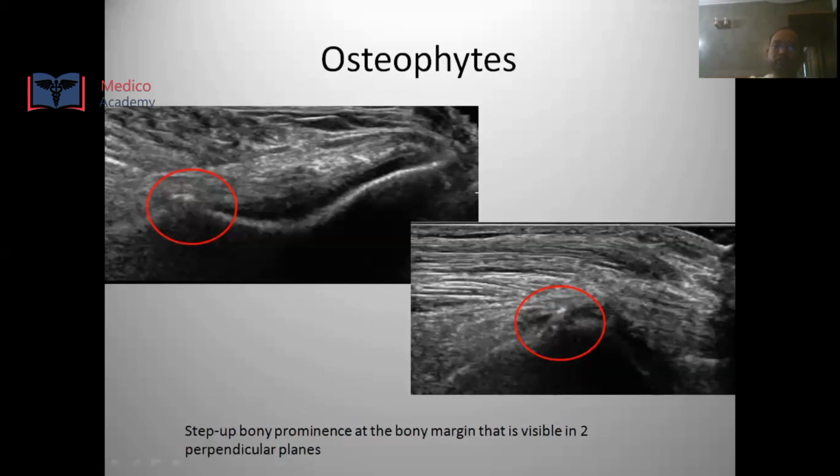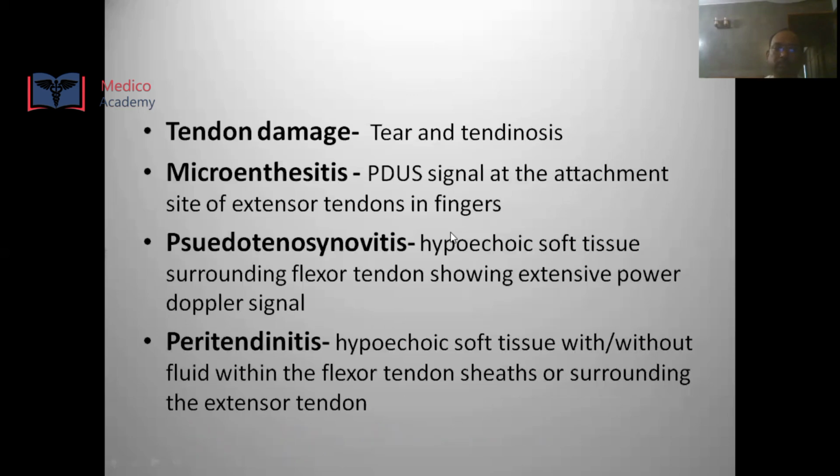What is an osteophyte and why is it important when we are discussing inflammatory arthritis? Osteophytes are seen in degenerative disorders like osteoarthritis, but we need to differentiate it from enthesitis. The osteophyte is a step of bony prominence at the margin, which is visible in both the planes. This is the short axis and long axis view of the knee. We are able to see the bony projection in both the planes.